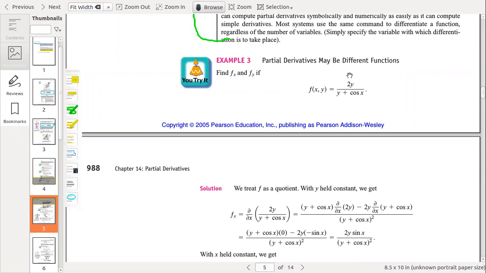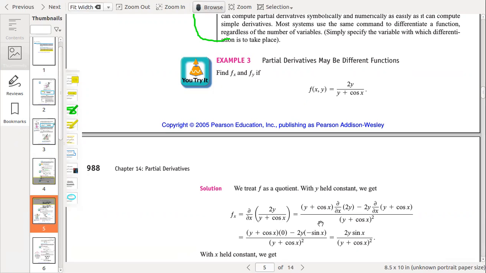Partial derivatives may involve different functions. For example, find the partial derivative with respect to x and the partial with respect to y if the function is 2y over y plus cos x. We treat f as a quotient with y held constant. This is the function, and we write partial over partial x because we are computing the partial derivative of the function with respect to x. So here we can use the quotient formula, u over v.